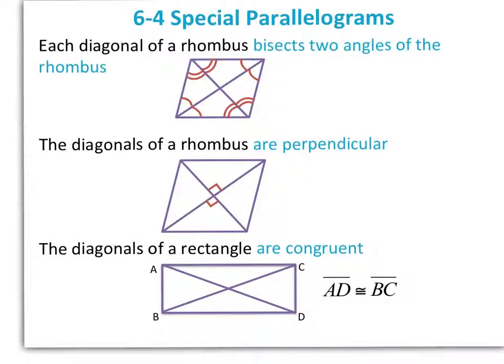In section 6.4, we will look at special parallelograms. Each diagonal of a rhombus bisects two angles of the rhombus. So remember, the word bisects means cuts in half. The diagonals of a rhombus are perpendicular, so that means we have right angles in our center.